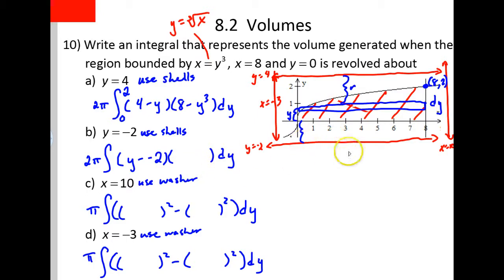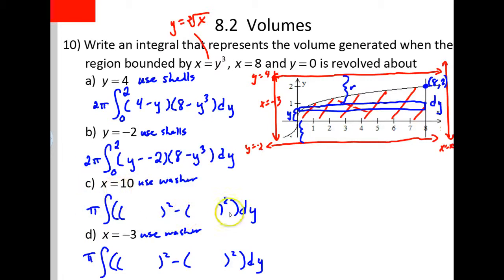All right, height of the dy, once again, turn your head to the side. It is 8 minus y cubed. Notice the height of the rectangle is the same in A and B. All right, limits, once again, integrating with respect to y, still 0 to 2. All right, so now part C.